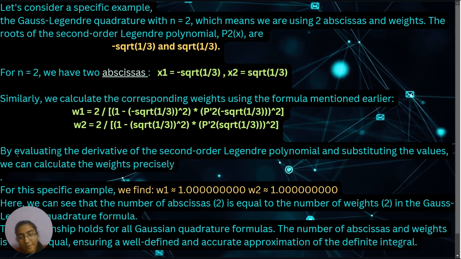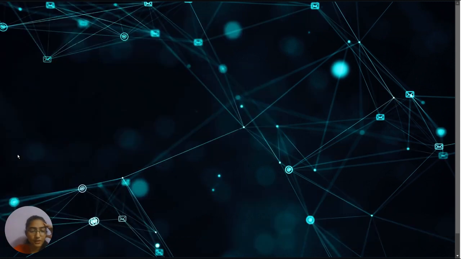The number of abscissas and weights is always equal, ensuring a well-defined, accurate approximation of the definite integral for all the quadrature formulas. So just keep in mind that for all the Gaussian quadrature formulas, the weights and abscissas will always be equal. Okay, so let's jump on to the next question.